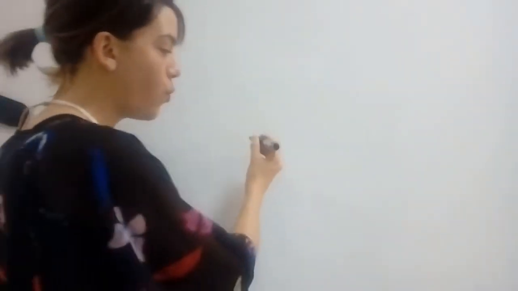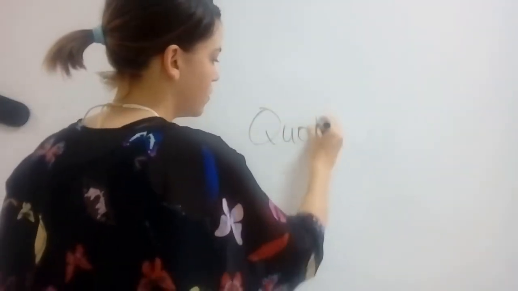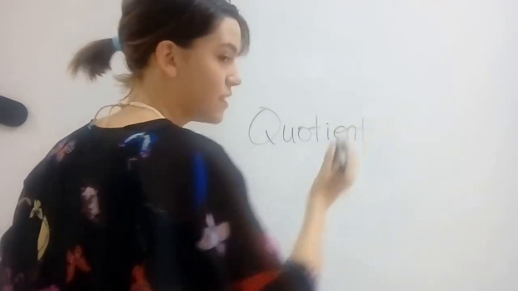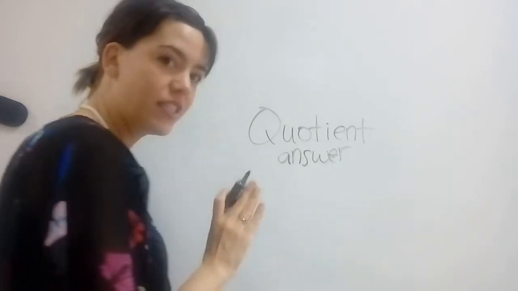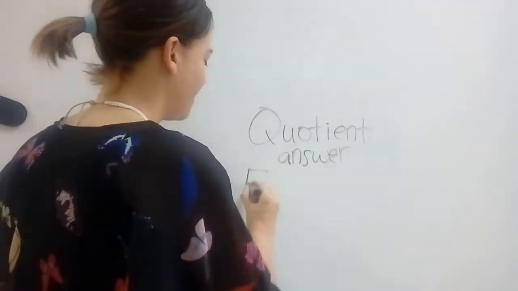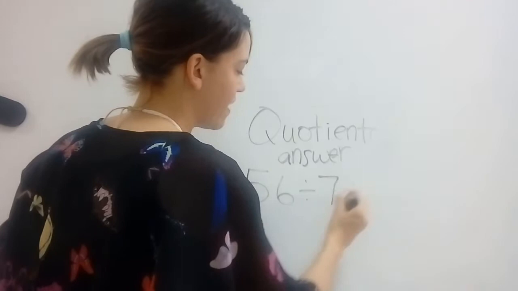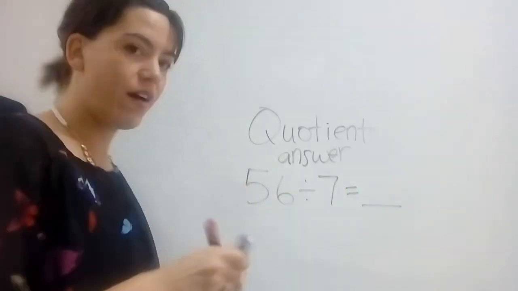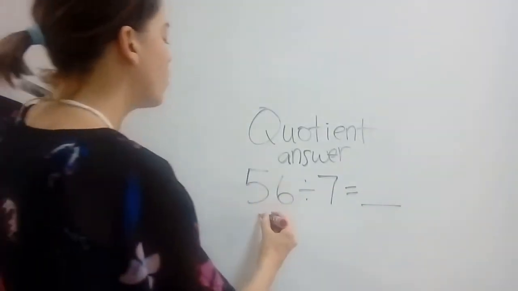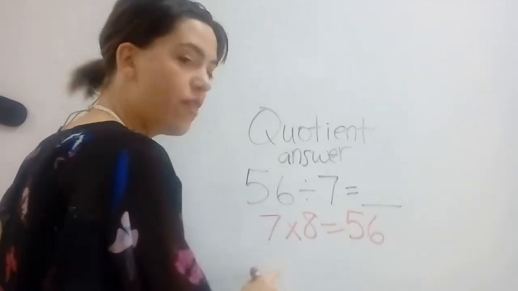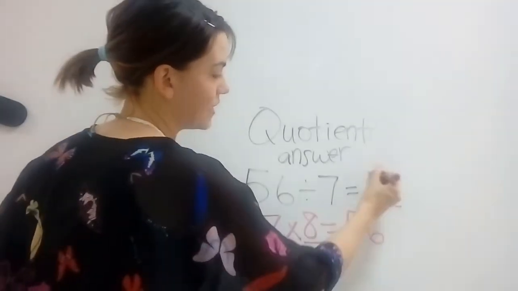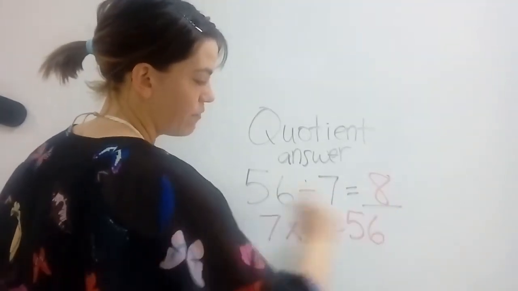If I say, write a multiplication fact to find the quotient, or the answer, that just means answer. Let's just keep it simple for now. 56 divided by 7 equals. So you have to write a multiplication fact. We know 7 multiplied by 8 equals 56. Therefore, the answer is 8, the number that was missing from here.